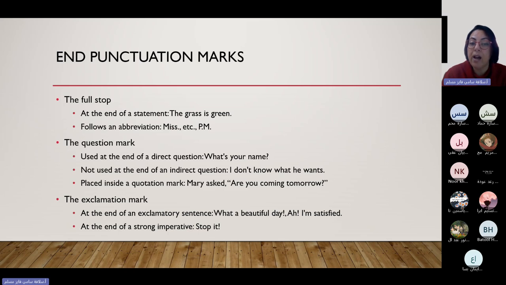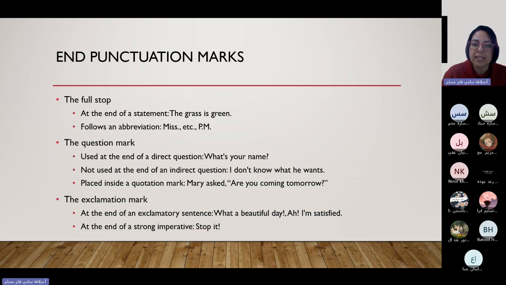Okay? Yeah. So, a question mark could be placed inside a quotation mark. So, Mary said, quotation mark, are you coming tomorrow? Question. And we close the quotation mark. دائما تذكروا السؤال في اللغة الإنجليزية الفعل يأتي دائما قبل الفاعل. إذا أتى الفعل قبل الفاعل فهو سؤال. Okay?